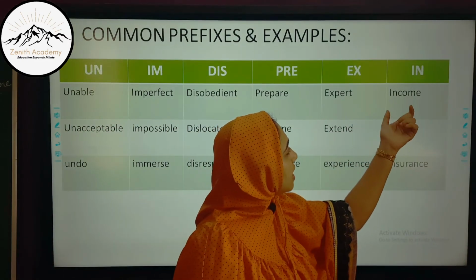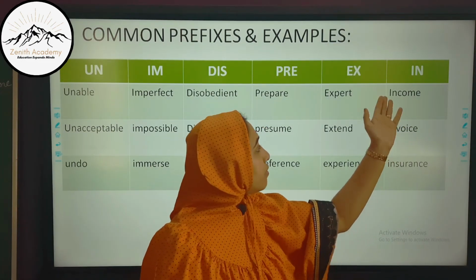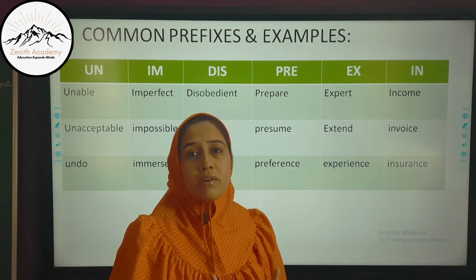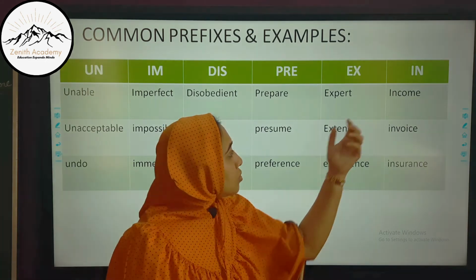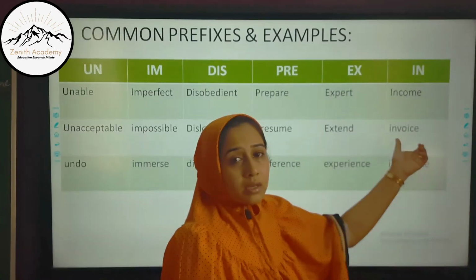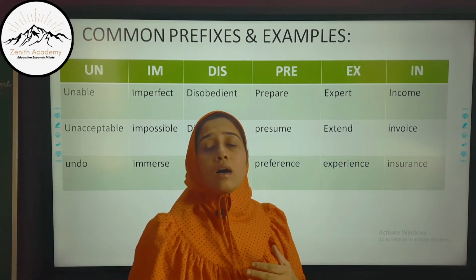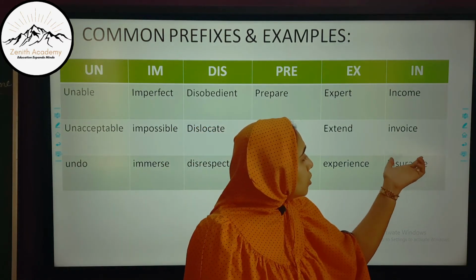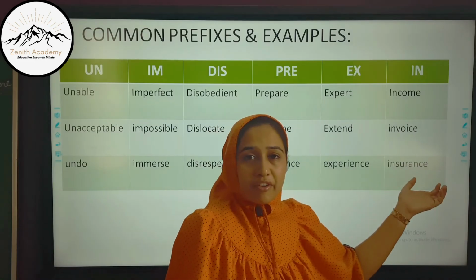In. Here the words are income, where come means to come somewhere, to reach somewhere. But when you add in, income altogether makes a new meaning. It is the income or the salary which a person receives. So this word income has a free stem root word come. Invoice. Voice is a free stem root word, but when added the prefix in, it gives the word a completely new meaning. Insurance. Here surance is a bound stem root word and in is the prefix.